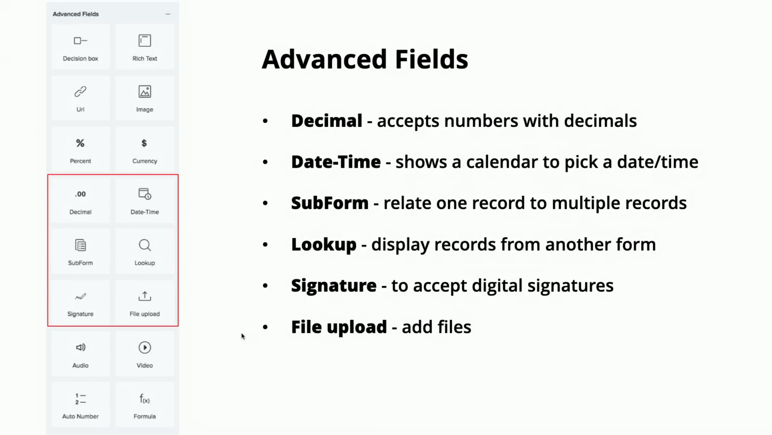Let's look at decimal. A decimal allows you to take, so this is the equivalent of a float or a double, in case someone is trying to relate this to your earlier data types. And a date time field is just a specialized version of the date field with the ability to actually add time selection on it as well.